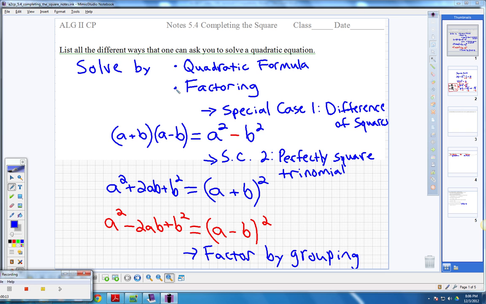We've learned how to solve by factoring already. With factoring, there are some special cases that we need to consider first, such as the difference of squares. When we have the difference of two perfect squares, which is a squared minus b squared, when you see two perfect squares being subtracted, you know that's going to factor into the quantity a plus b times the quantity a minus b. I'm kind of going backwards here. If you did FOIL and simplify, you would get to a squared minus b squared.